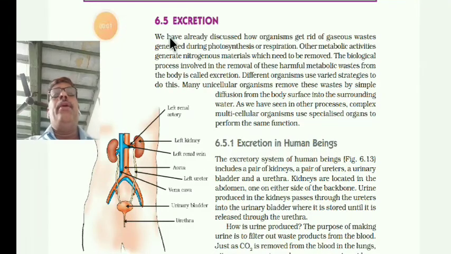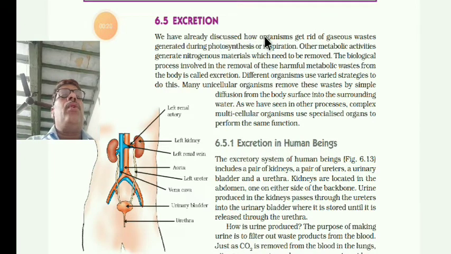Standard 10th, Subject Science, Chapter 6, Life Processes. Today, dear students, we'll discuss excretion. Excretion means waste products, wastes.